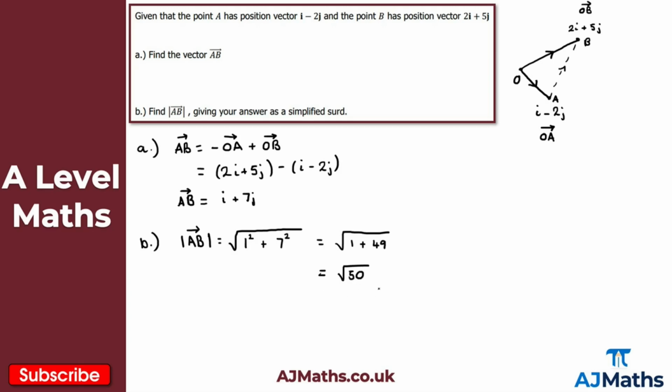I get the square root of 50 there, but we need to give the answer as a simplified surd, so we're not done here. If we simplify this, I can write it as the square root of 25 times the square root of 2, and the square root of 25 simplifies to give us 5. So in this case we simply get 5 root 2. Okay, and there we have it. That's our answer as a simplified surd. So that's the solution to A, and that's the solution to B, giving us a solution to question 1.